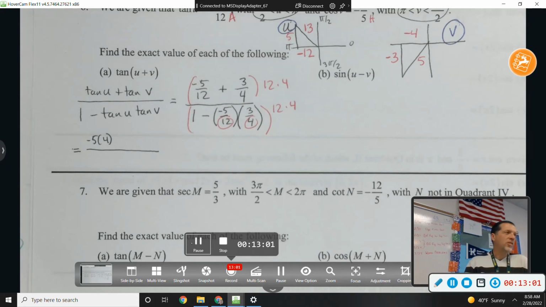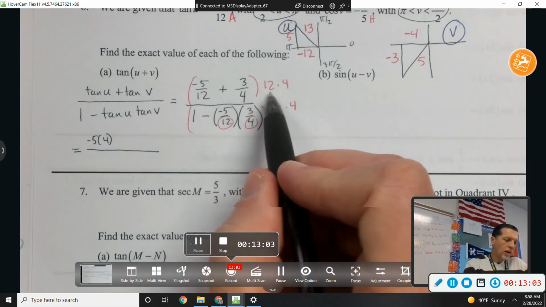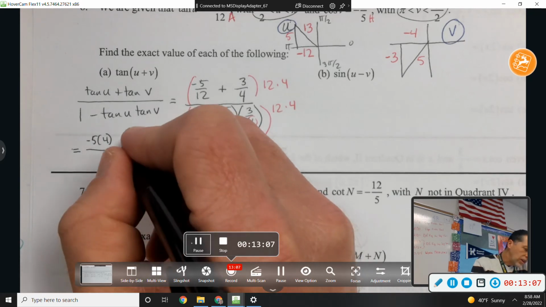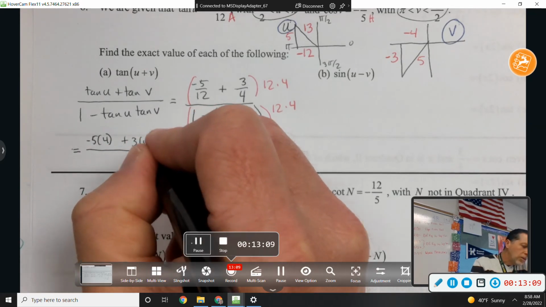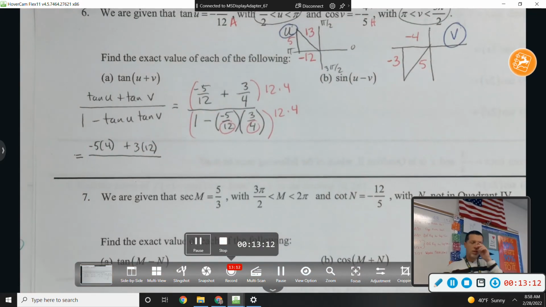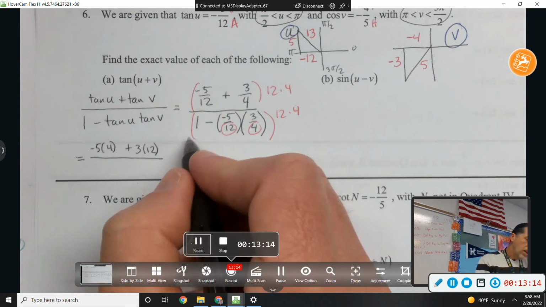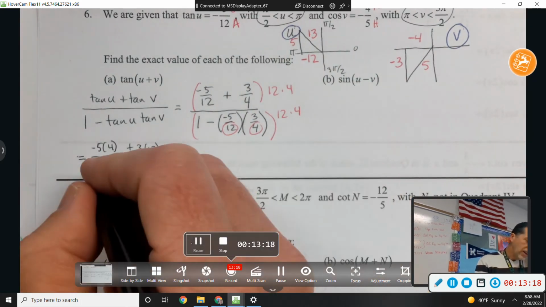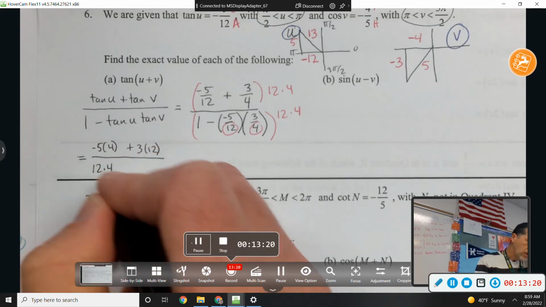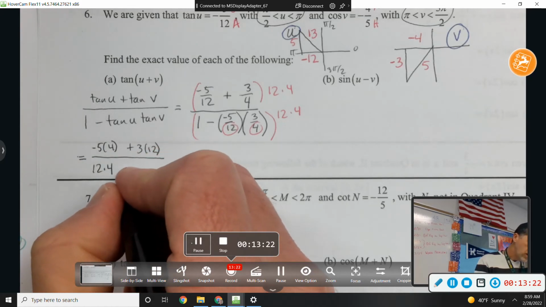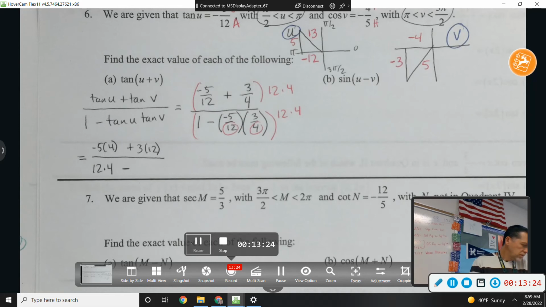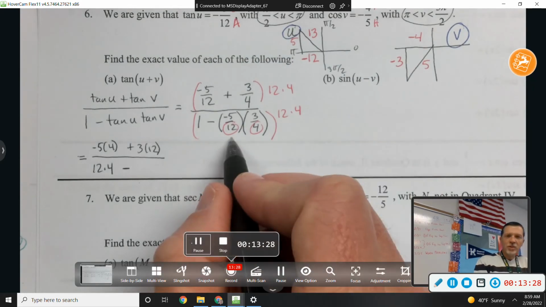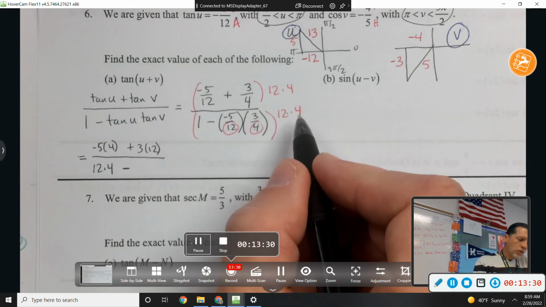No more fraction though. 3/4 times 12 times 4. The 4's canceled. So I'm left with 3 times 12, which is 36. So I'm just showing a few more steps here. In the bottom, the first term, there's nothing there to cancel, so I've still got 12 times 4. In the second term on the bottom, the 12 and the 4 will cancel.